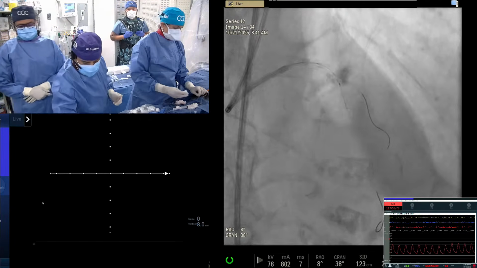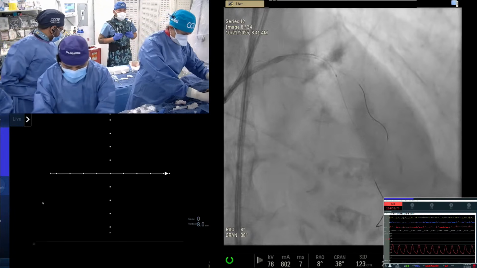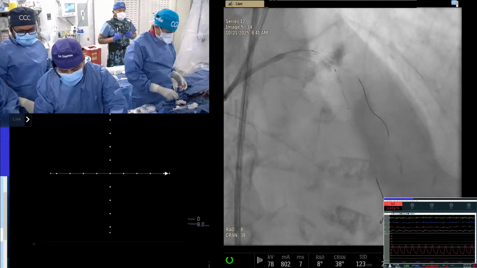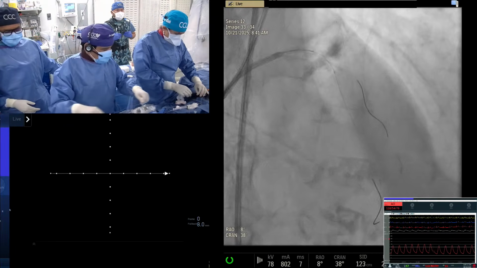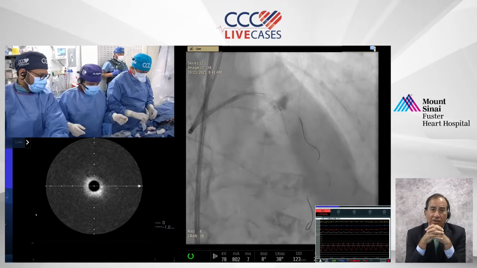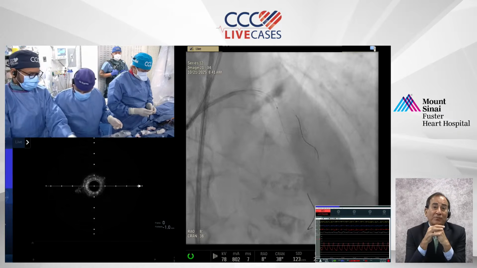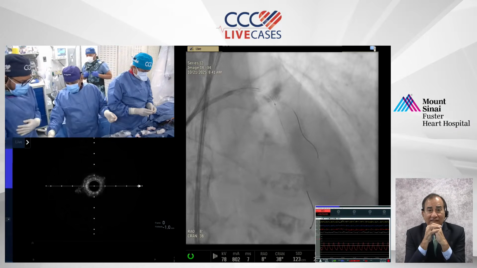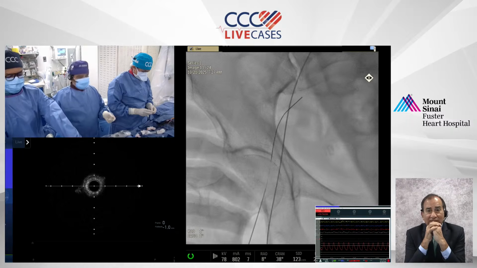Now let's do the IVUS of the diagonal. That was the whole purpose. You selected this case to decide whether you need to do atherectomy of the diagonal, based on the imaging now. We'll do the cutting balloon or IVL. Angiographically, there doesn't look to be much calcification in the diagonal, but I think it will be there, maybe not that severe.